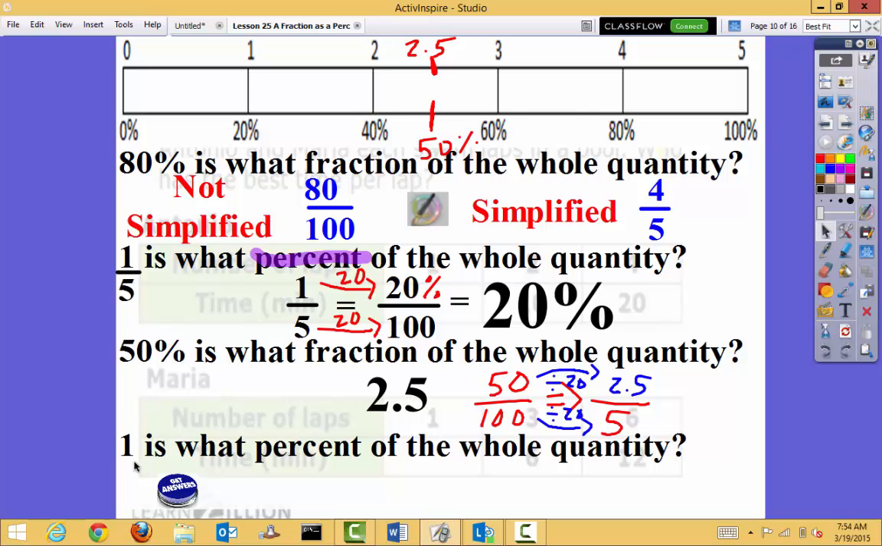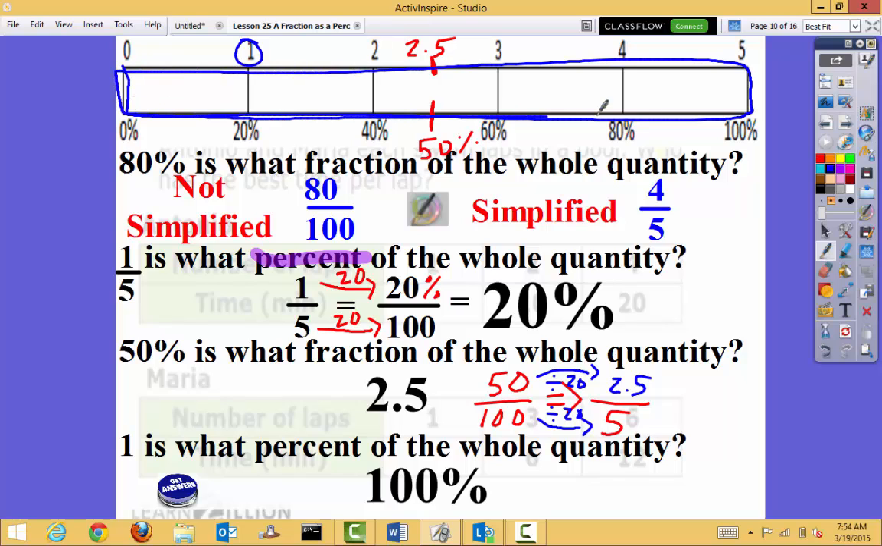Alright, last one is what percent of the whole quantity? So I have a typo here. I should have written it better. 1 is what percent of the whole quantity? That makes it seem like I'm asking for this right here. I was actually asking for this whole quantity. This whole entire thing. What is that? Well, that's going to be 100%. Alright, so sorry about that one.